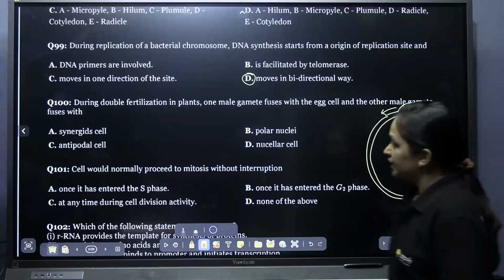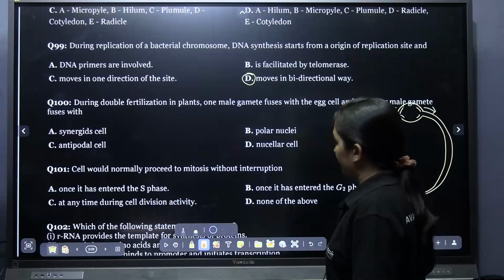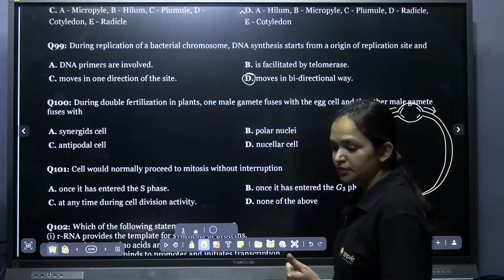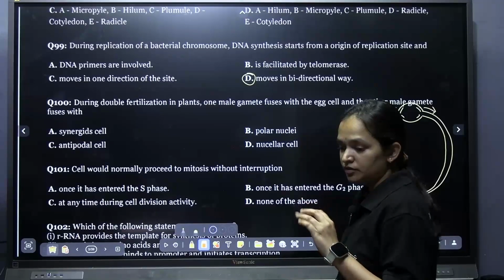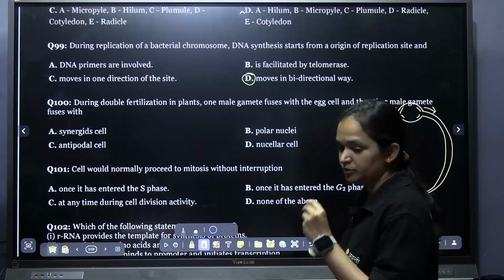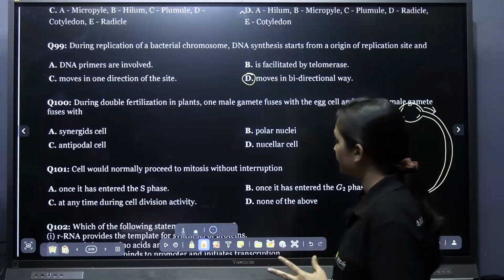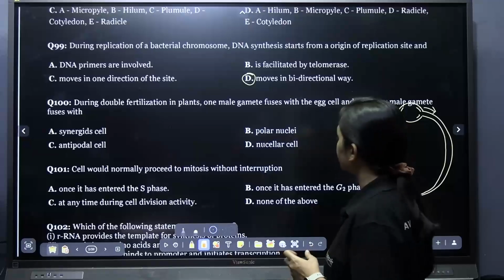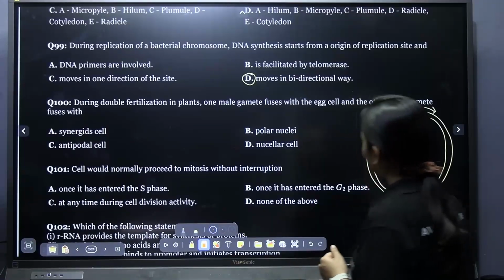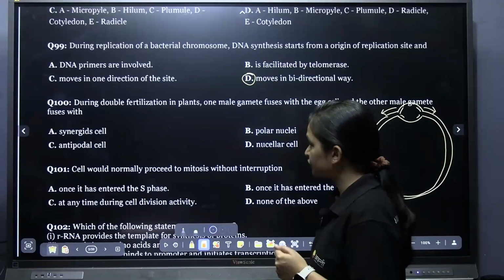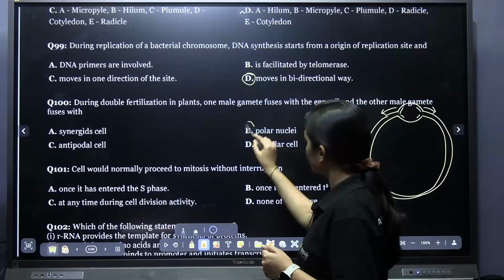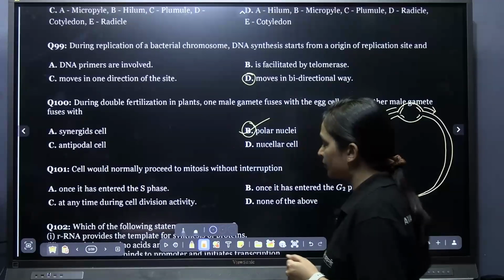100. During double fertilization in plants, in which plants does double fertilization happen? Angiosperms or gymnosperms or pteridophytes or bryophytes? Angiosperms, exactly. One male gamete fuses with the egg cell and the other male gamete fuses with the polar nuclei. Very good. B for Bombay is the correct answer.